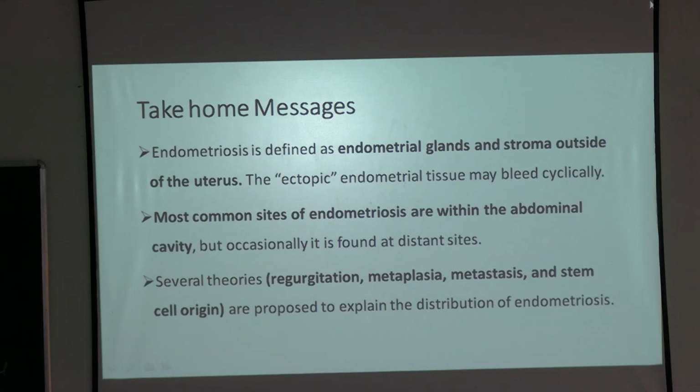তাহলে endometriosis means presence of endometrial glands and stroma outside the uterus. Most common sites of endometriosis are within the abdominal cavity. Several theories are there, like regurgitation, metaplasia, metastasis, stem cell origin, but among these, the most important is regurgitation theory.